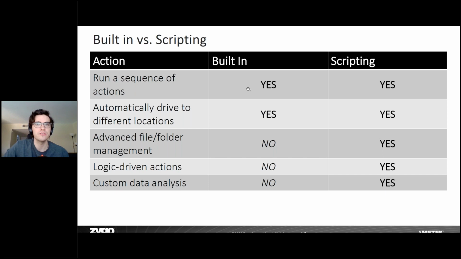So just as a comparison, built in MX, with recipes, you can run a sequence of actions. You can also do that in scripting. With patterns, you can automatically drive to different locations. You can also automatically drive to different locations via scripting.